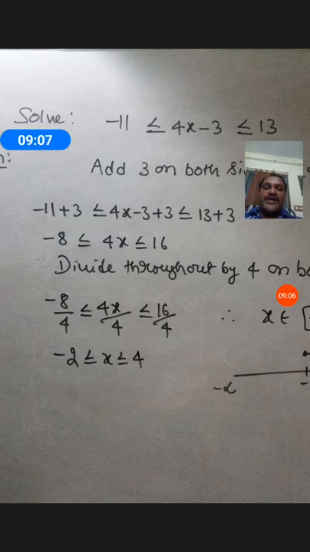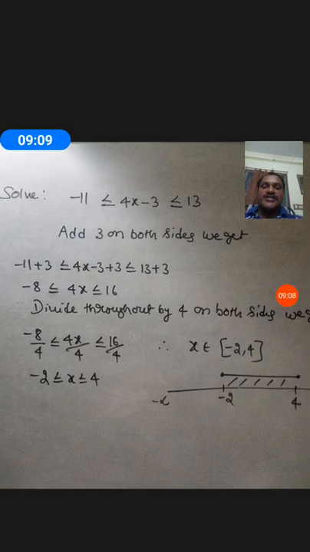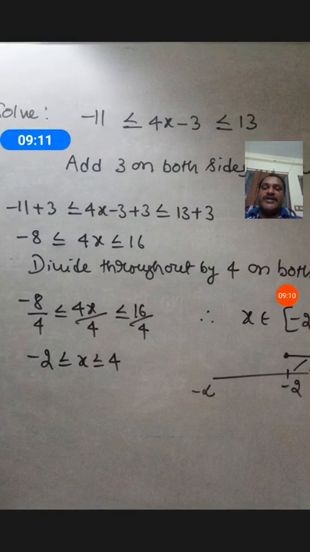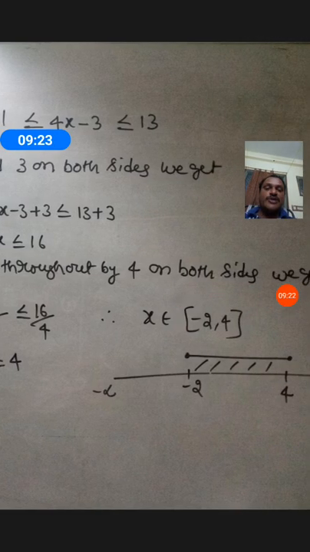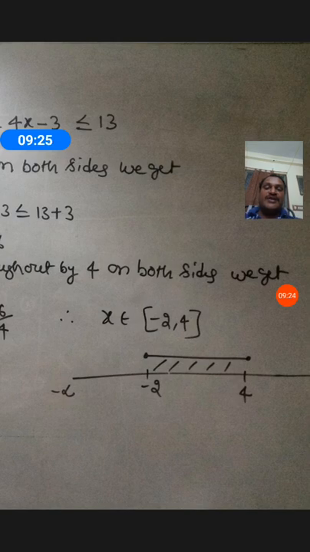Now dividing throughout by 4, we get, my dear students, −8/4 ≤ 4x/4 ≤ 16/4. That means −2 ≤ x ≤ 4. That means x belongs to the closed interval [−2, 4]. −2 and 4 both are included, my dear students, in this problem.